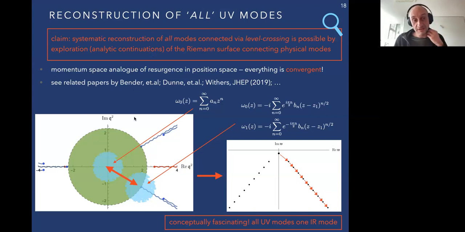So to be precise, how do you do this? I should also say that I think that morally, this is equivalent to what is done in position space, where people do resurgence, like Borel resummations and things like this. What is nice about correlation functions in momentum space is that everything converges. So you don't have to worry about Borel or Pade or these kinds of things necessarily. So what do you do? You start with this series. This is what you know, right?